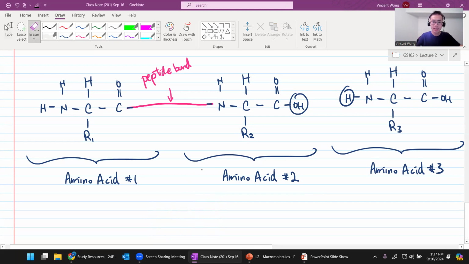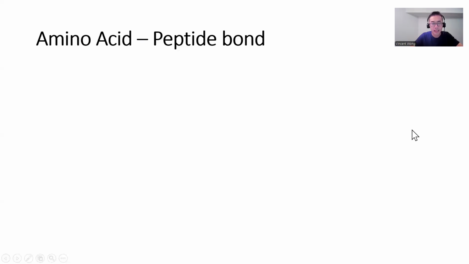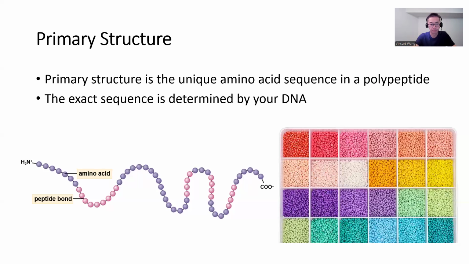So that's how you connect the amino acids together, and that's how you eventually build a protein. Like I said, some proteins are just a couple of amino acids long, others are much longer than that. One of the important things you have to understand when we discuss protein is its structure. There are 4 levels of structure associated with proteins: primary, secondary, tertiary, and sometimes a quaternary structure, a 4th level, but not for all proteins, just sometimes. Let's take a closer look at each of these levels.